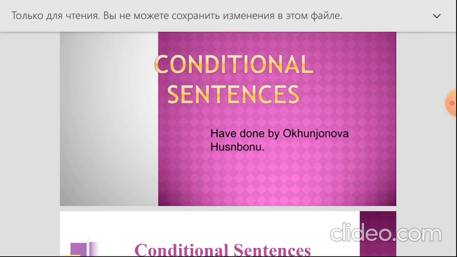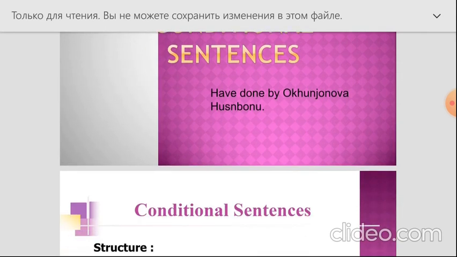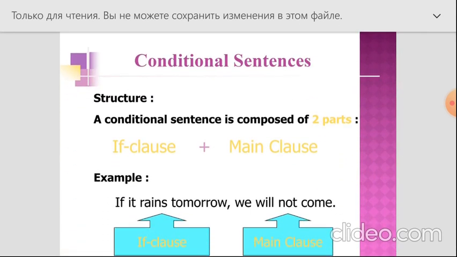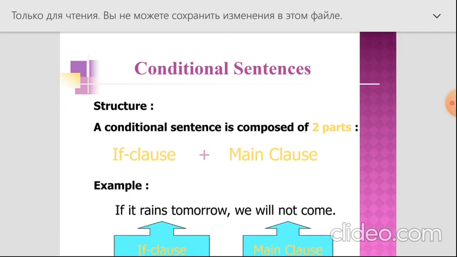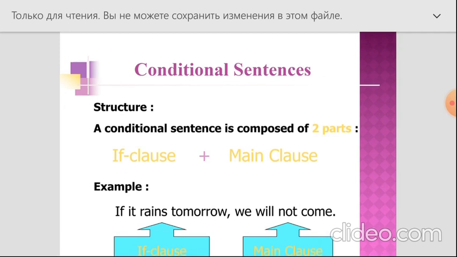Today's topic is conditional sentences. So what is a conditional sentence? Conditional sentences are statements discussing known factors or hypothetical situations and their consequences. Complete conditional sentences contain a conditional clause, often referred to as the if clause, and the consequence. The structure of the conditional sentence is composed of two parts, if clause plus main clause.